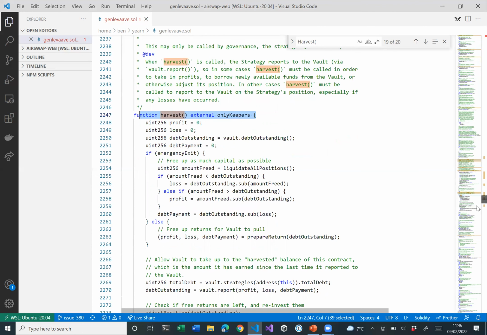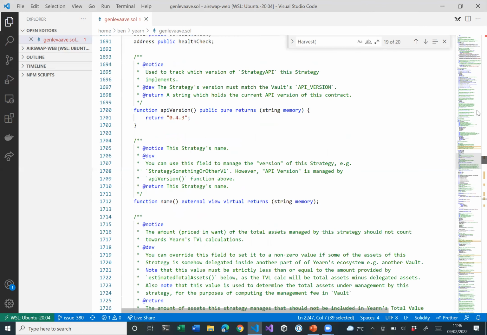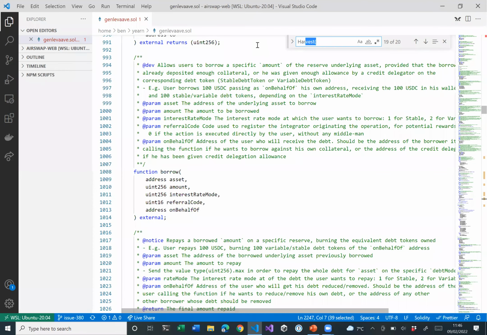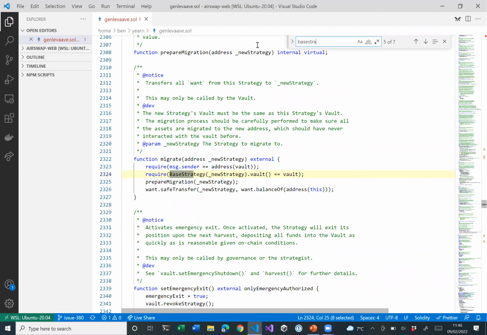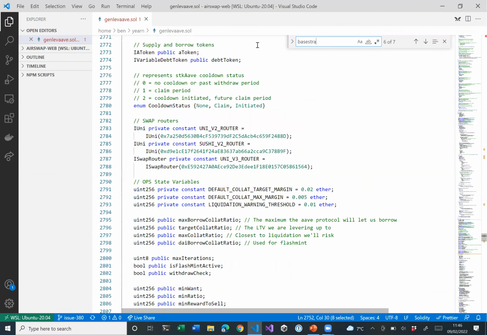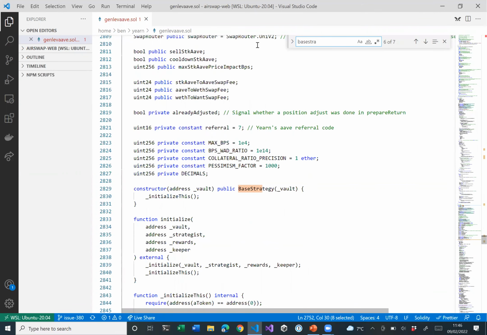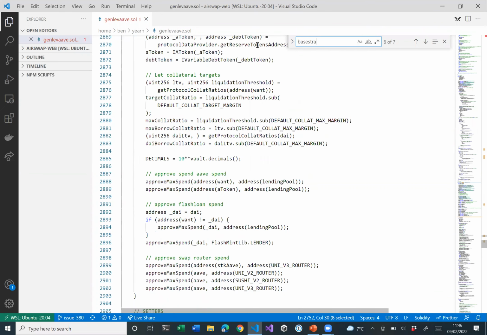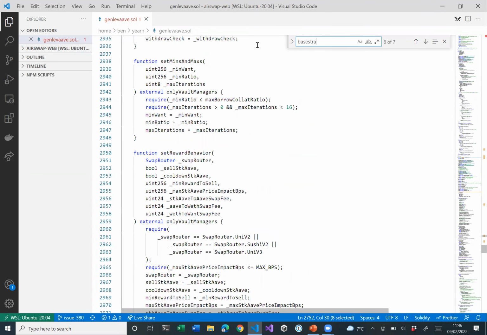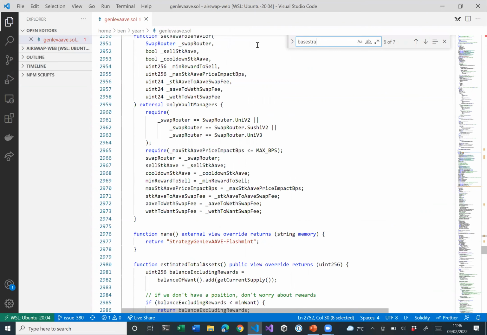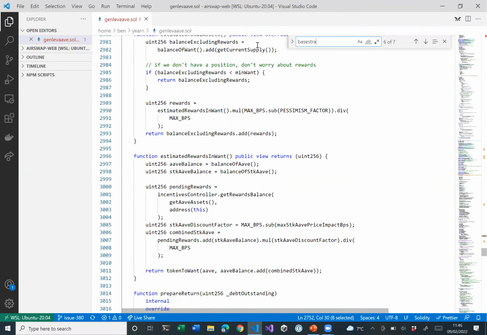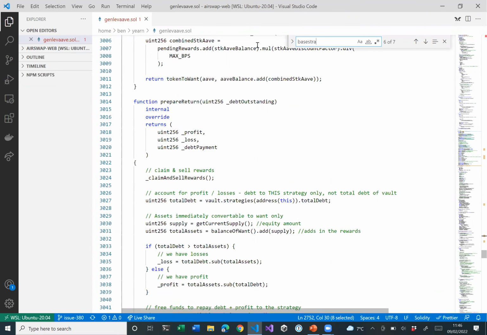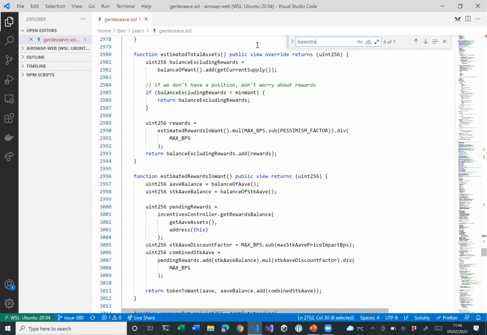Is there anything else we wanted to have a look at in the base? We're still in the base strategy, weren't we? Should we go back to that? Base strat. Where were we? Setters. Prepare returns. Okay, yeah. Oh, no, we've gone into the next strategy now, haven't we?